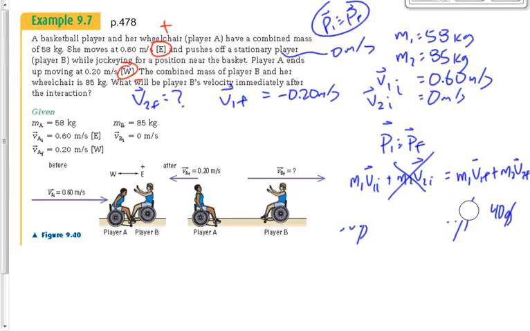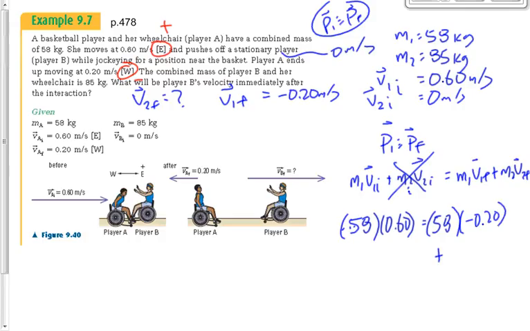All right, let's start plugging in some numbers and see what we get out of this here. M1 is 58 kilograms. V1I is 0.60. Bryce already told me that this disappears because V2I is 0. M1 is 58 again. V1F is negative 0.2. That negative is pretty important there. M2, 85 times V2F.